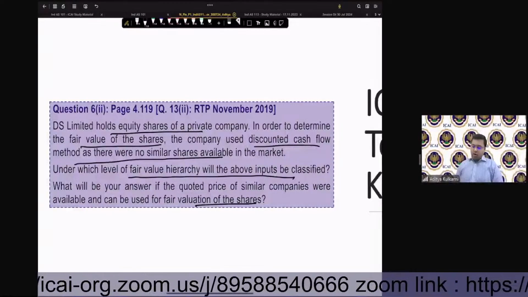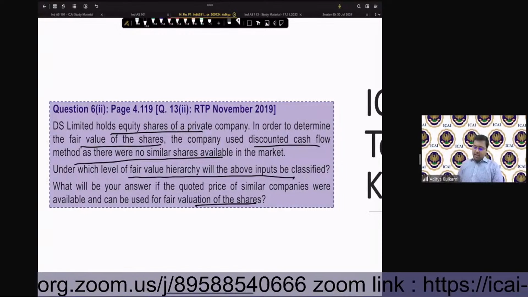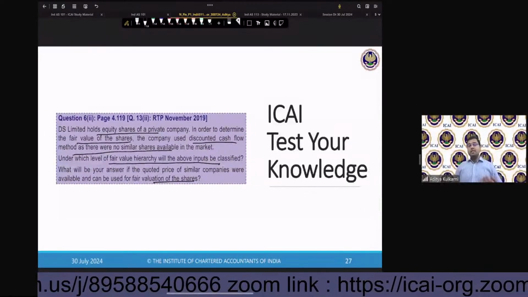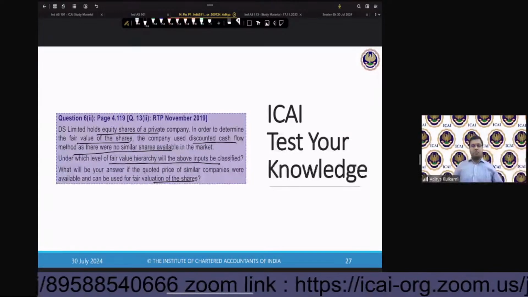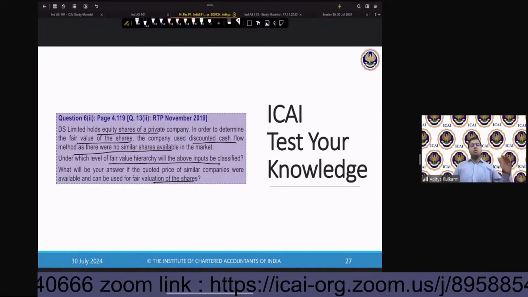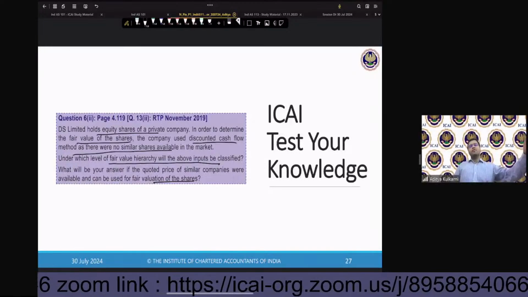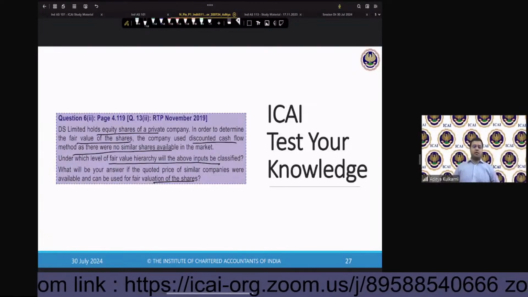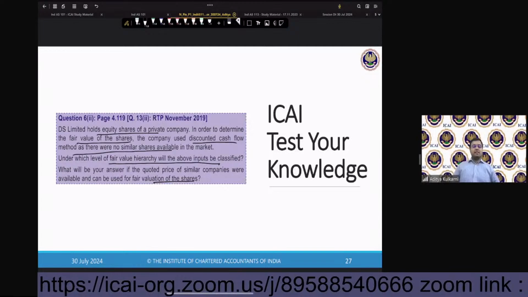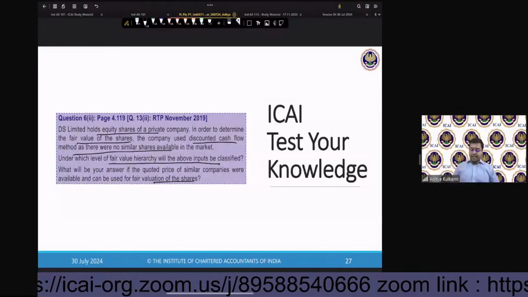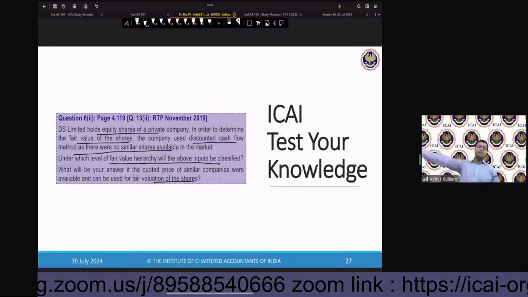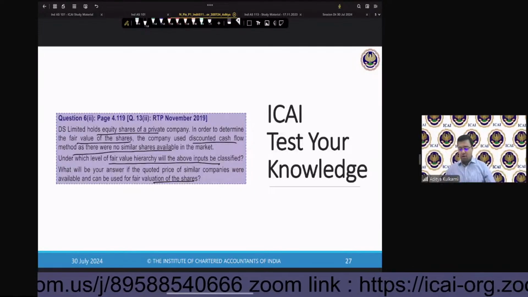It holds equity shares of a private company. To determine the fair value of the shares, the company used the DCF method as there were no similar shares. What is DCF? You are estimating the future cash flows. Future cash flows means you will estimate how much the sales will be, what the material margins will be, what the labor cost will be in future. So this goes for 3 to 5 years, 7 years, 10 years, etc. You will make these assumptions, then make an assumption of the discount rate, then discount it to the present value and determine the value. So tell me, is this a level 1 input where you just see the value and put it in, or is this a level 3 input where there are a lot of assumptions and biases involved?